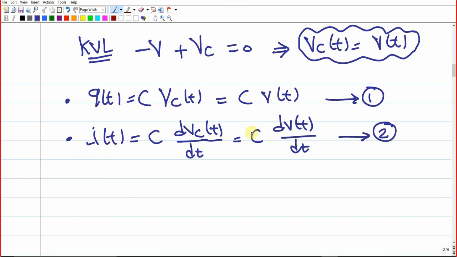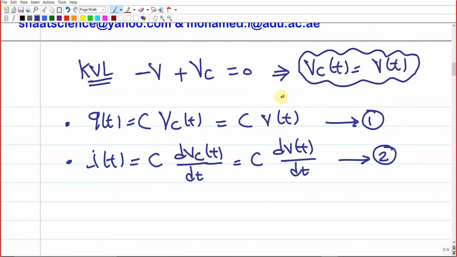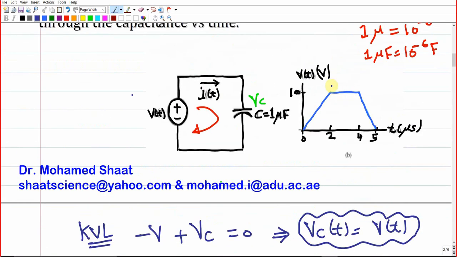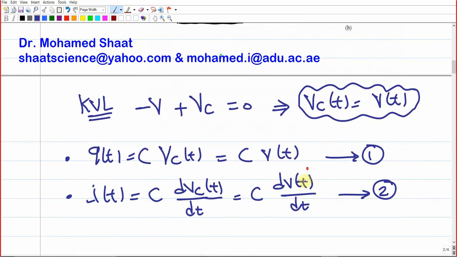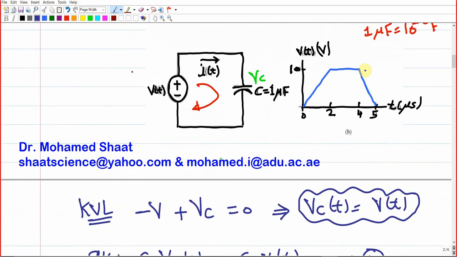To find Q and I, we have to come up with an expression for V of T first, according to this graph. So your objective is just to convert this graph into some equations, because we need these equations to do the derivative and substitute to come up with Q and I. And this is what we're going to do.